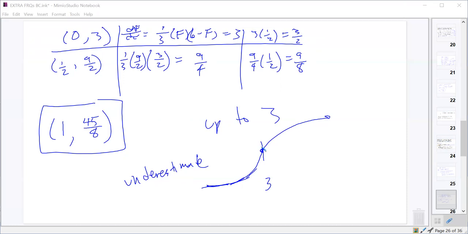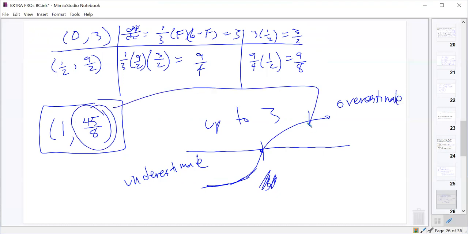Yeah, you're right. Up till 3. So it's an underestimate here and it's an overestimate here. And since our value, 45/8, is greater than 3, that falls over here where these are overestimates. So yeah, you're right, actually. I screwed that up.